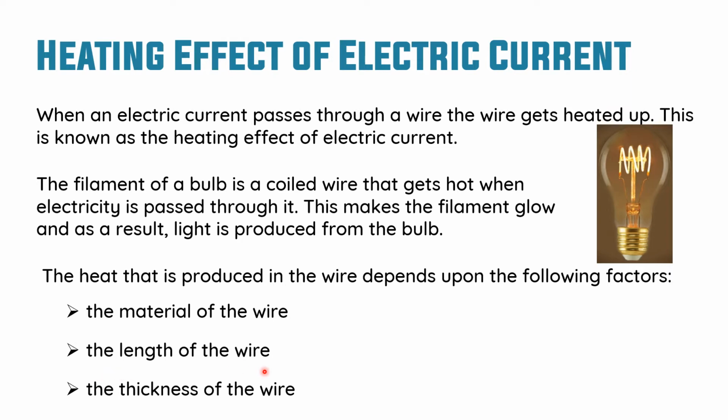Second one, the length of the wire. If the length is more, heat is also more. Got it? When the length of the wire is more and electricity is passed through it, heat is also more. And the next one, the thickness of the wire. If the thickness is more, the amount of heat is less. So these three are the factors that the heat produced depends upon: the material of the wire, the length of the wire, and the thickness of the wire.